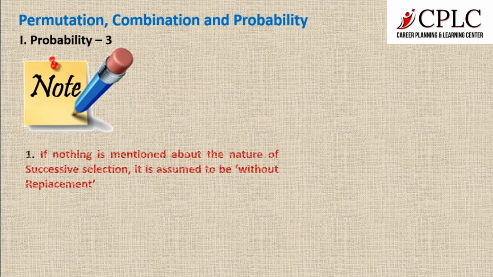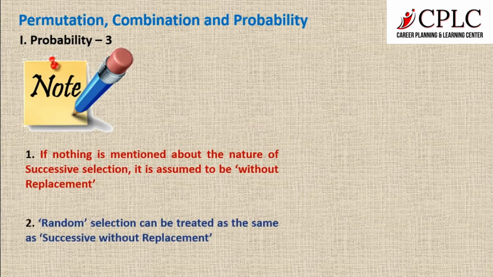Some notes which will help you. If nothing is mentioned about the nature of successive selection, it has to be assumed that it is without replacement. It is always without replacement. With replacement is not the generic scenario. Without replacement is the generic scenario.